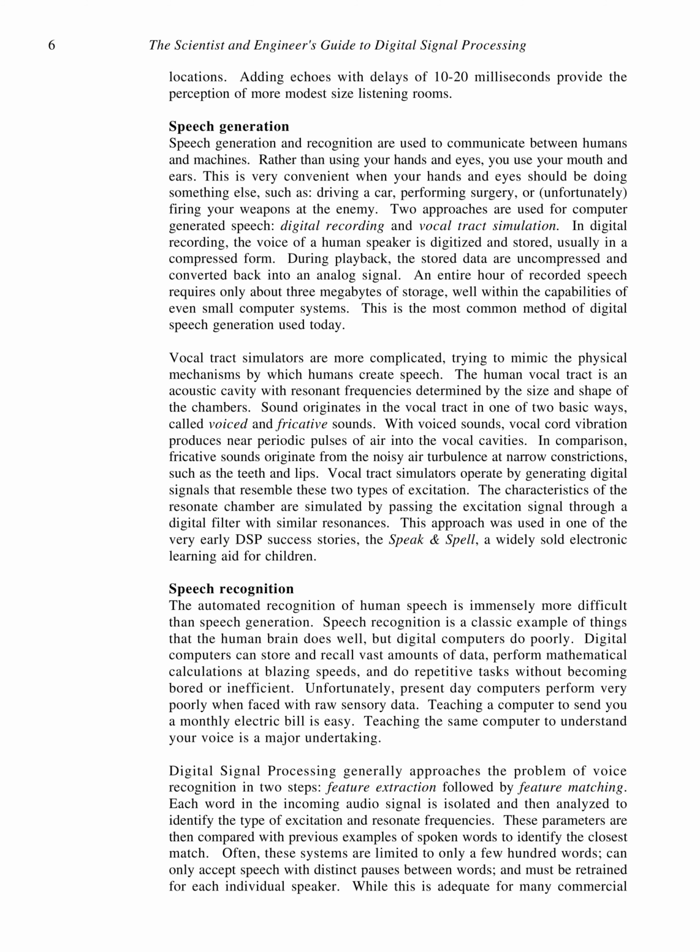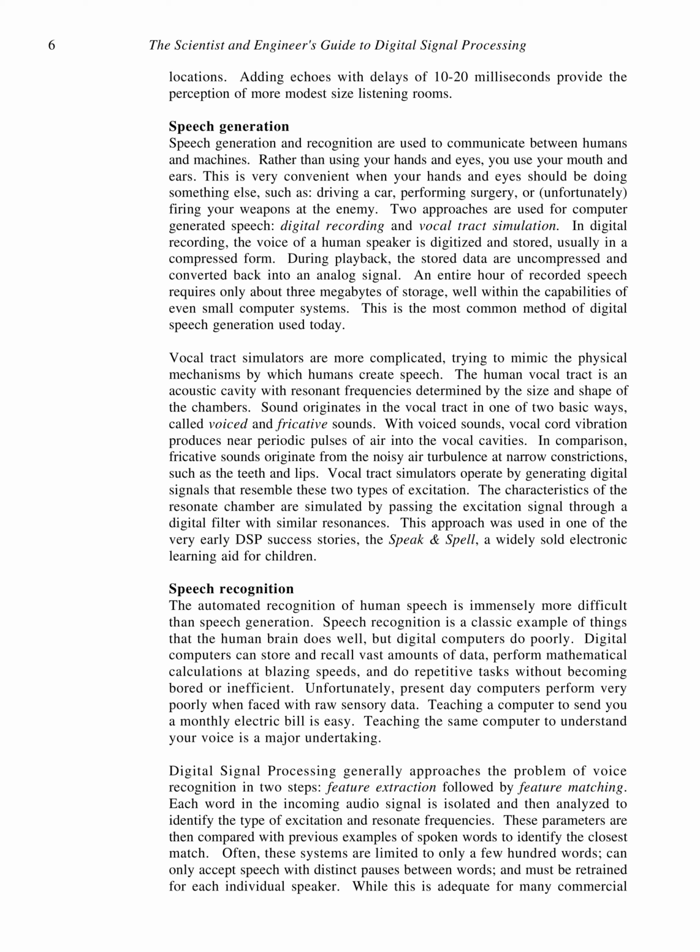The automated recognition of human speech is immensely more difficult than speech generation. Speech recognition is a classic example of things that the human brain does well, but digital computers do poorly. Digital computers can store and recall vast amounts of data, perform mathematical calculations at blazing speeds, and do repetitive tasks without becoming bored or inefficient. Unfortunately, present-day computers perform very poorly when faced with raw sensory data. Teaching a computer to send you a monthly electric bill is easy. Teaching the same computer to understand your voice is a major undertaking.